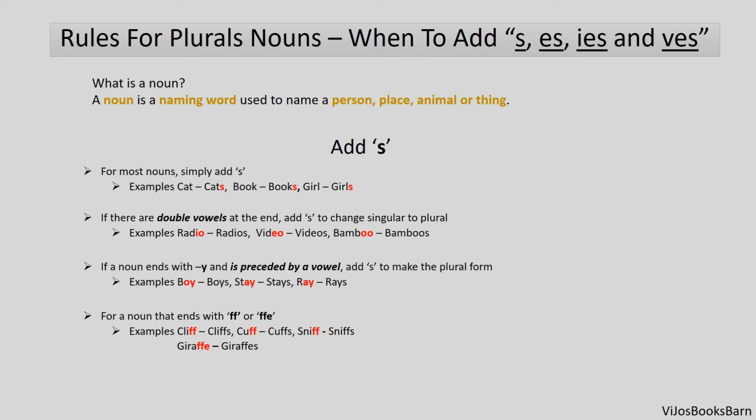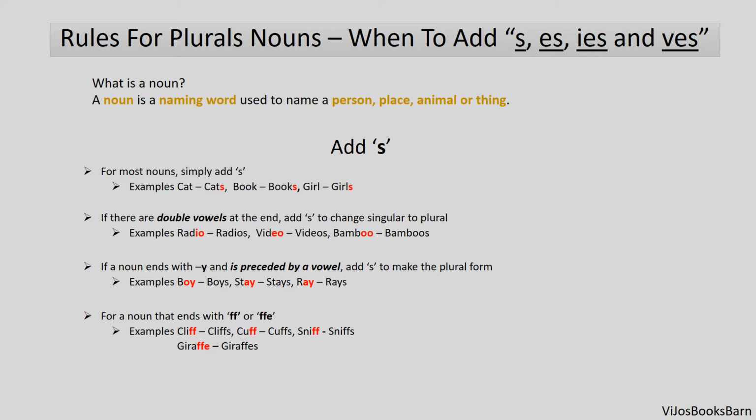Hi viewers, in this video I have compiled the rules for plural nouns and I will be explaining the same. So there are several sets of rules as to when to add an s or an es or an ies or a ves to a singular noun. In this video we will be widely using the term noun.